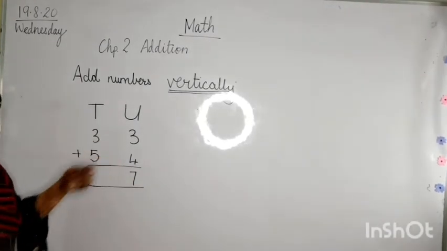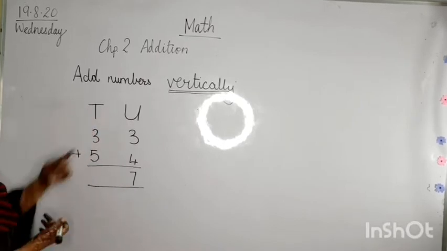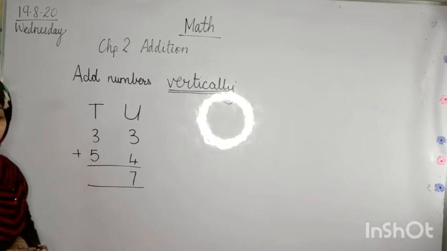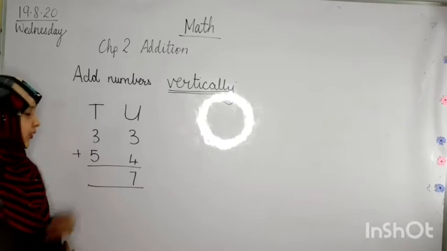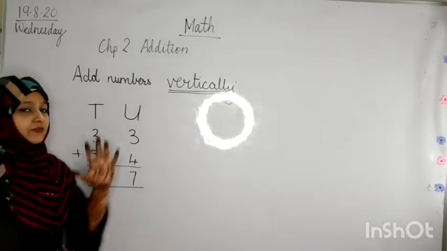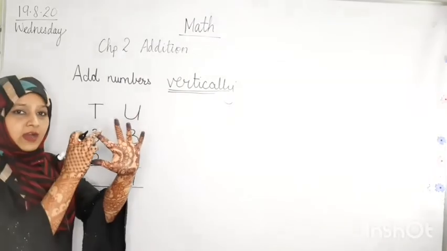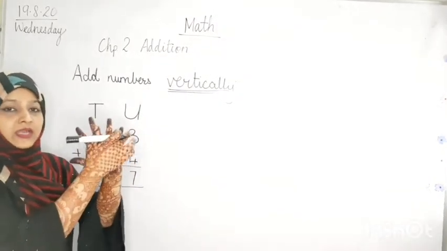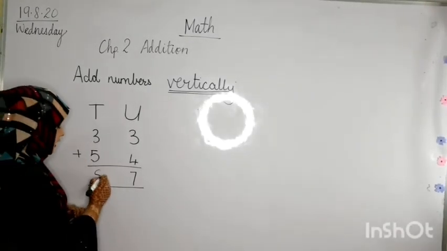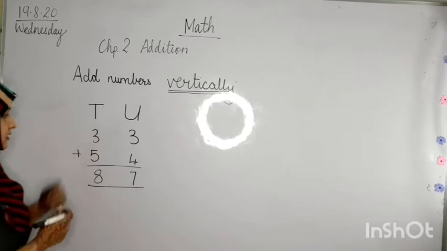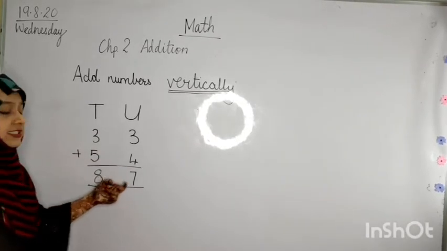Now after the units place, I am going to come to the tens place and add the numbers in the tens place. It says 3 plus 5. So we are going to keep 3 in my mind and 5 on my fingers. After 3 comes 4, 5, 6, 7, 8. So 3 plus 5 gives me 8. So that means 33 plus 54 gives me the answer 87.